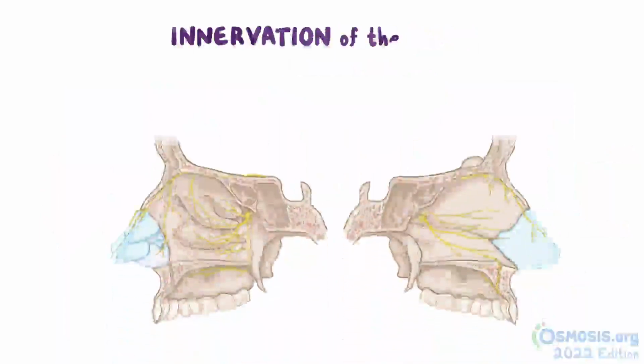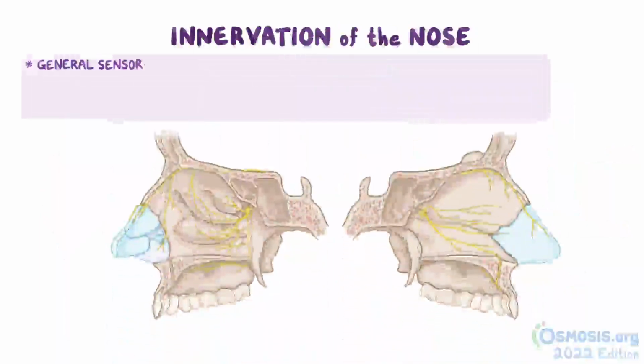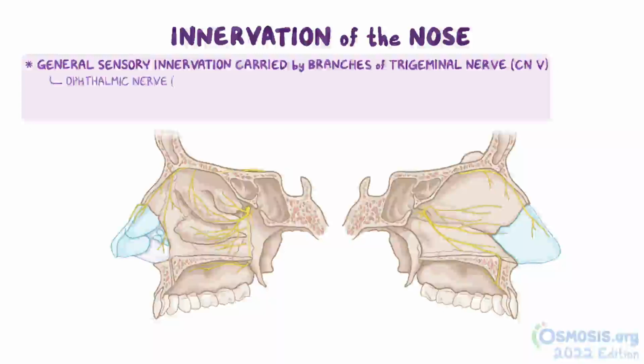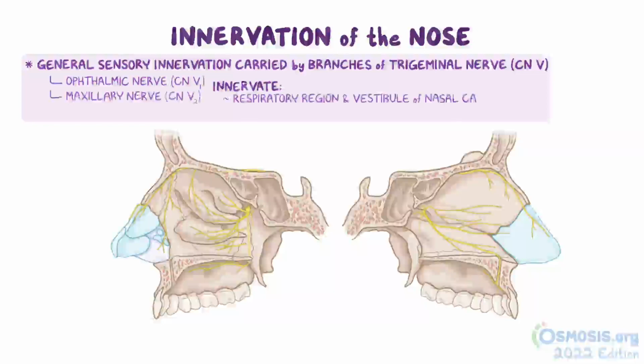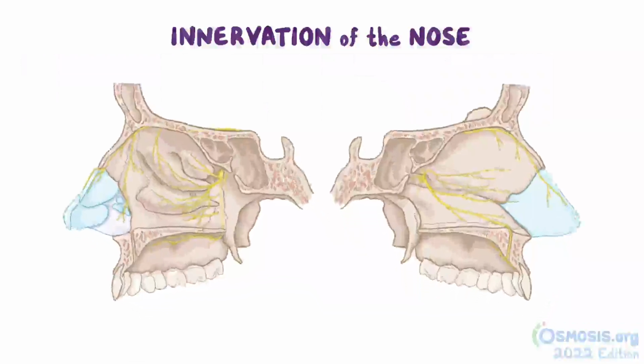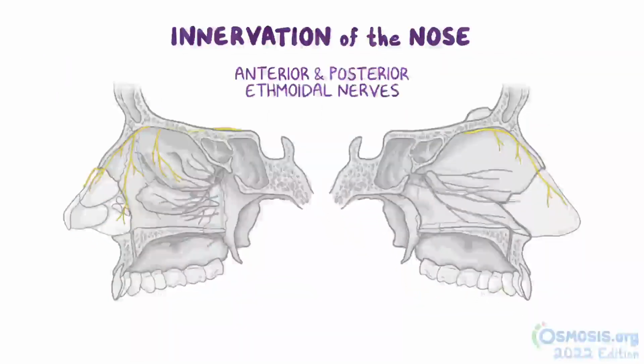The epithelium covering the nasal cavity also conveys general sensory innervation, such as touch or pain. This information is carried by branches of the trigeminal nerve, or cranial nerve 5, which are the ophthalmic nerve, or cranial nerve V1, and the maxillary nerve, or cranial nerve V2. These branches innervate the respiratory region and vestibule of the nasal cavity, as well as the paranasal sinuses and parts of the external nose. The ophthalmic nerve gives off a branch called the nasociliary nerve, which further branches into the anterior and posterior ethmoidal nerves.